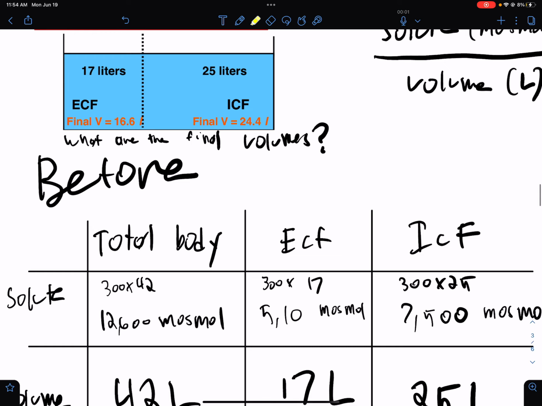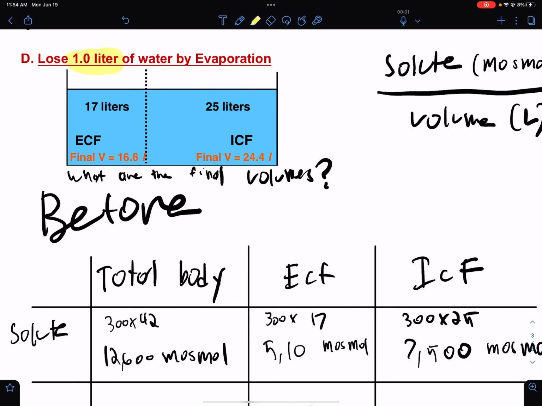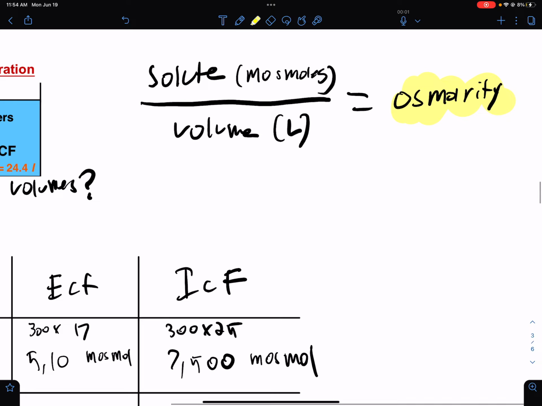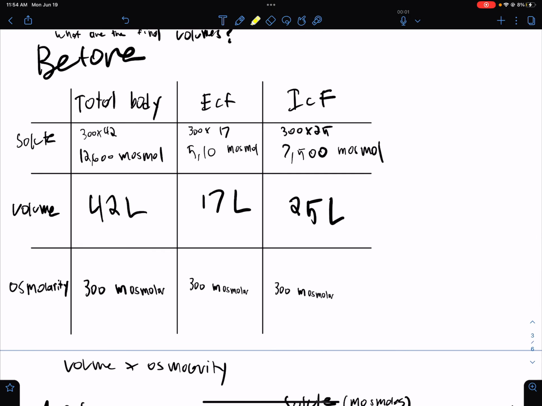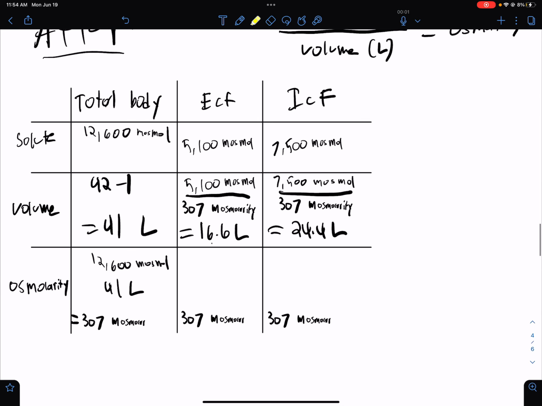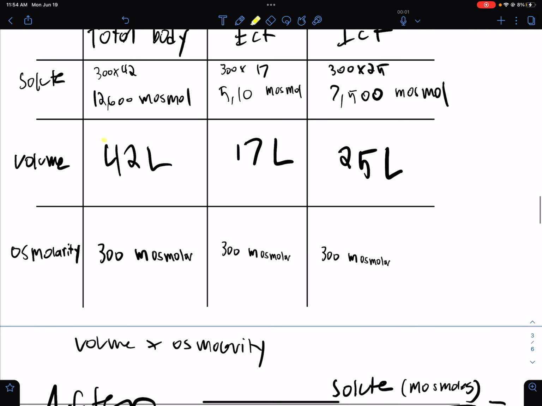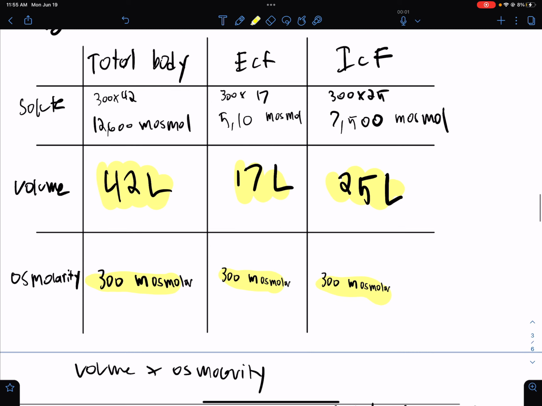What are the final volumes if 1 liter of water is evaporated? We know it's this simple equation of solute over volume, and then I just make 2 charts of before and after the evaporation to find our answers. So we know our volumes, and we know our osmolarity because normal bodies have an osmolarity of 300 milliosmolar. Our solutes can be calculated.